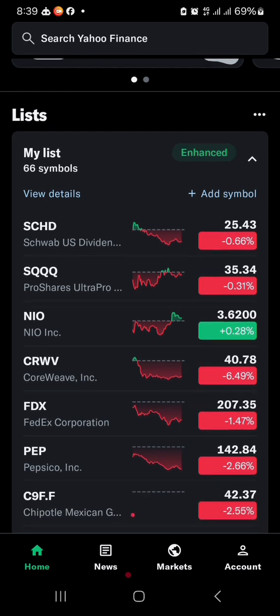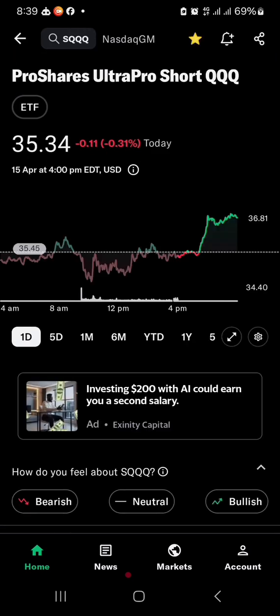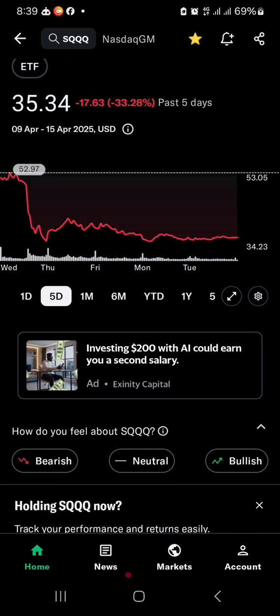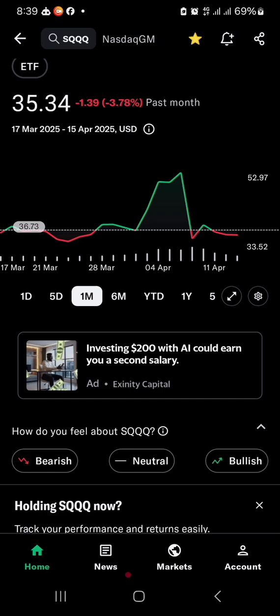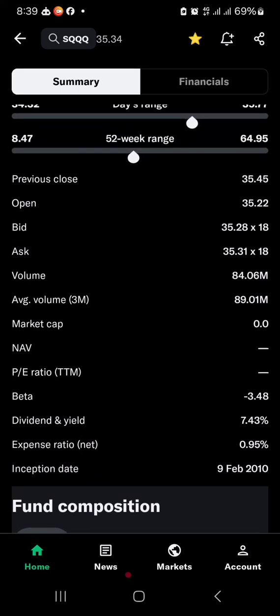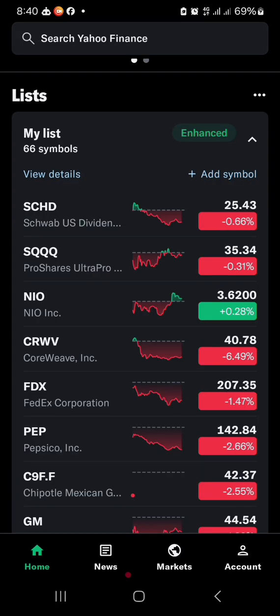And then another stock that you can also consider is SQQQ. It's also an ETF that you can buy. Over 5 weeks it has been down minus 33%. That is a buying zone for you to get into the market. You can see even the market cap will not show. Like I said, these are ETFs that wouldn't show you the market cap because it's a collection of different stocks put together to form a particular stock.